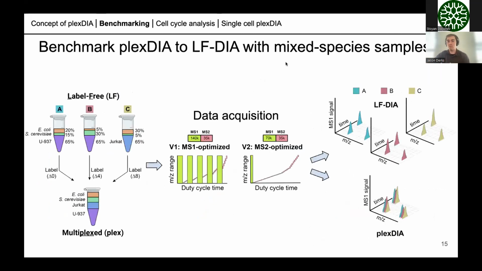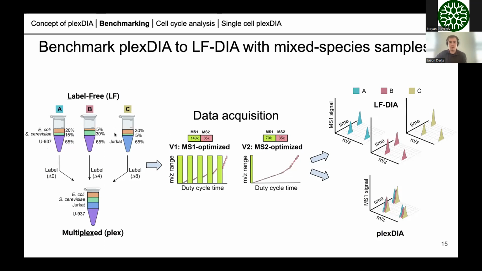Okay, so this is all good in theory, but how well does it actually work? And so we sought to answer this question. We made 3 samples, each of which has a mixed amount of predefined species. So we have one sample that has a certain amount of E. coli, yeast, and a human cell lysate, a monocytic cell line, so U937s. And we made 3 of these, each with different spiked in amounts of E. coli and yeast. And we can use this for quantitative benchmarking.